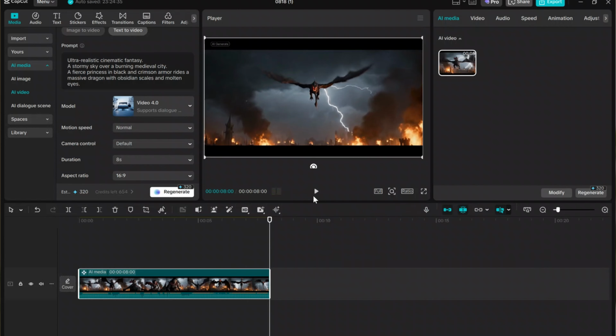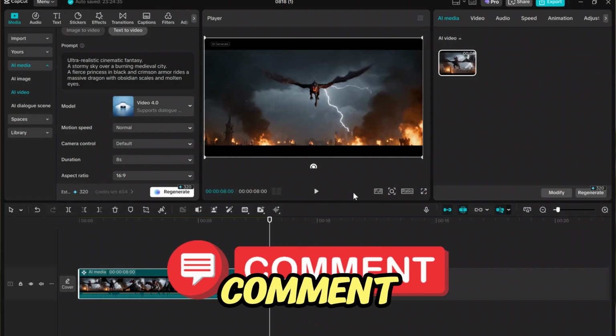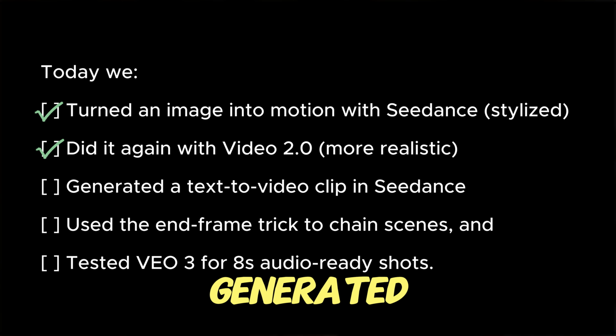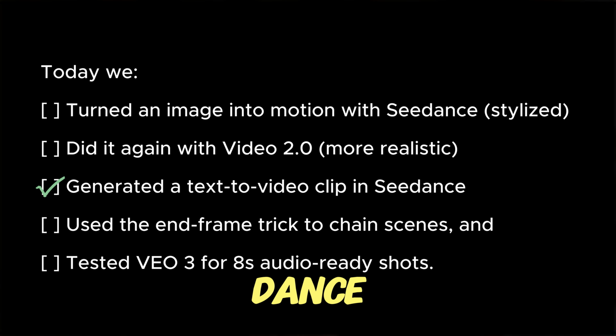That is so good. If you try Veo 3, comment Veo test. Quick recap. Today we: 1. Turned an image into motion with Seedance, stylized. 2. Did it again with Video 2.0, more realistic. 3. Generated a text-to-video clip in Seedance. 4. Used the end frame trick to change scenes. And 5. Tested Veo 3 for 8 seconds of audio-ready shots.